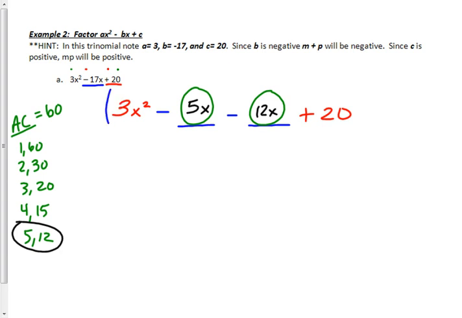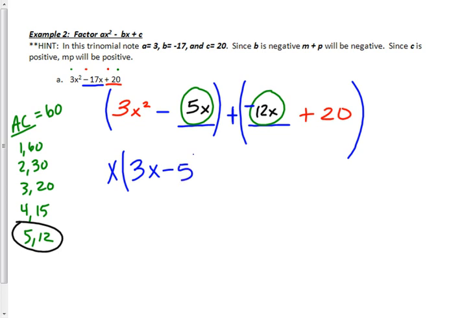So I'm going to group the first set. The second set, when I group it, remember what we like to do here. Change this into a positive and make this a negative. Show that that is a negative 12x. So now, first set, what can we factor out here? Well, we can factor out an x. When we factor out an x, we're left with 3x minus 5.